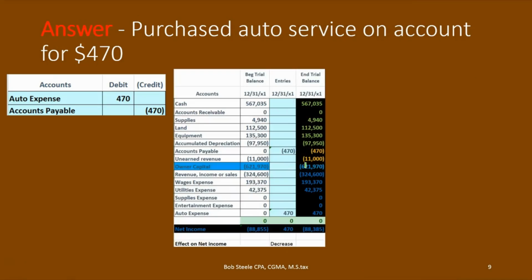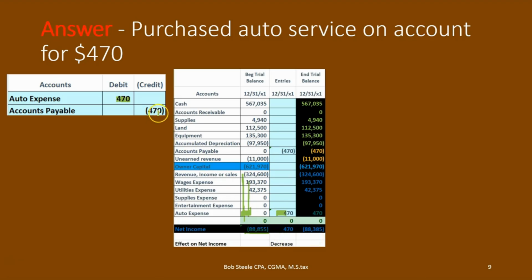So it would look something like this. We're going to say the auto expense is here, and the expenses all have debit balances. We're going to debit it, increasing the expenses. What does that do to net income? Brings it down. So remember, net income is the income minus the expenses, credits winning. So credits of 88,855 minus the debit means that it's bringing net income down.